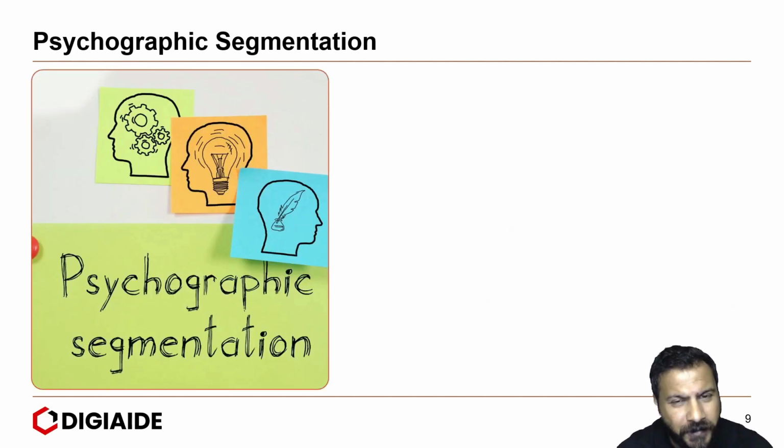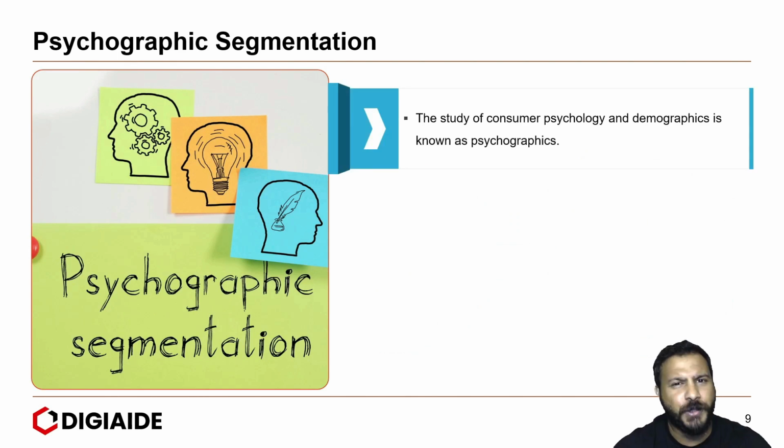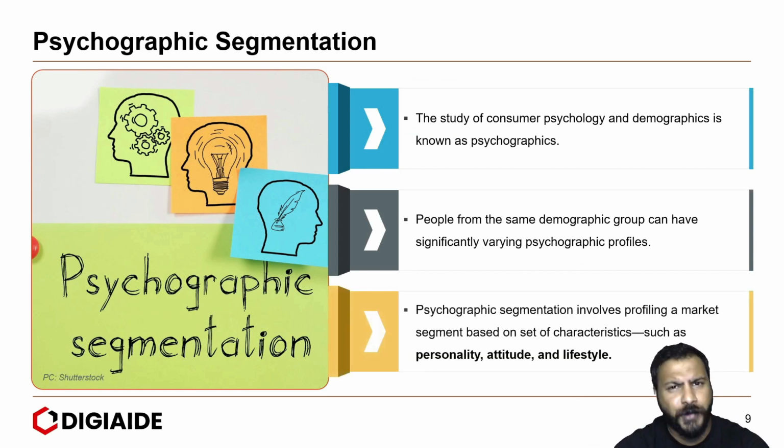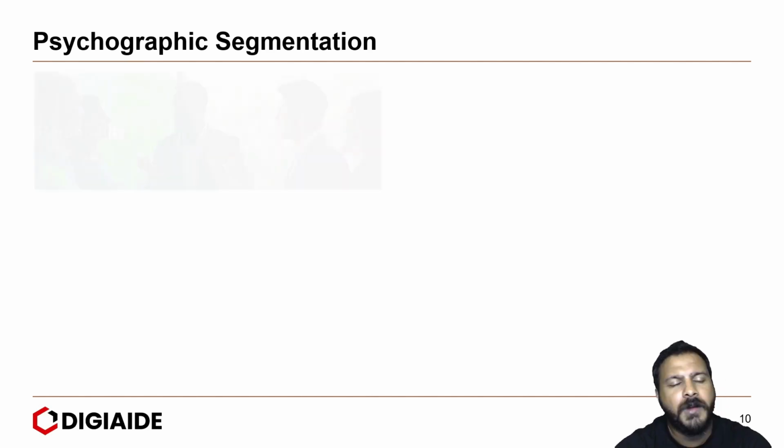Next, psychographic segmentation. The study of consumer psychology and demographics is known as psychographics. People from the same demographic group can have significantly varying psychographic profiles. Psychographic segmentation involves profiling a market segment based on a set of characteristics such as their personality, attitude, and lifestyle. Let's take a stab at each one of them.